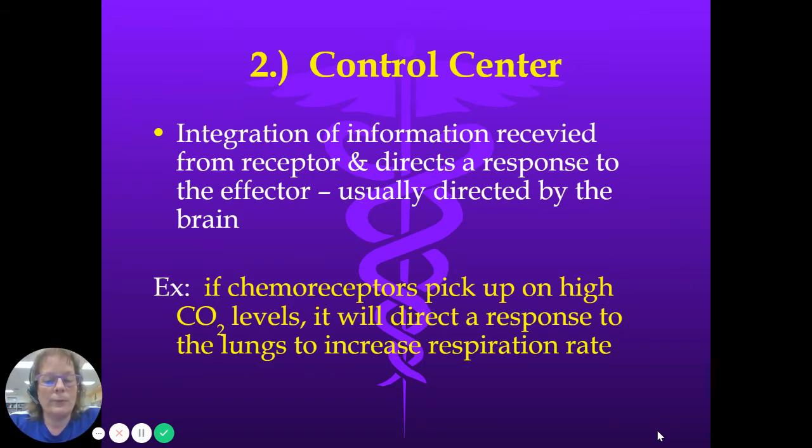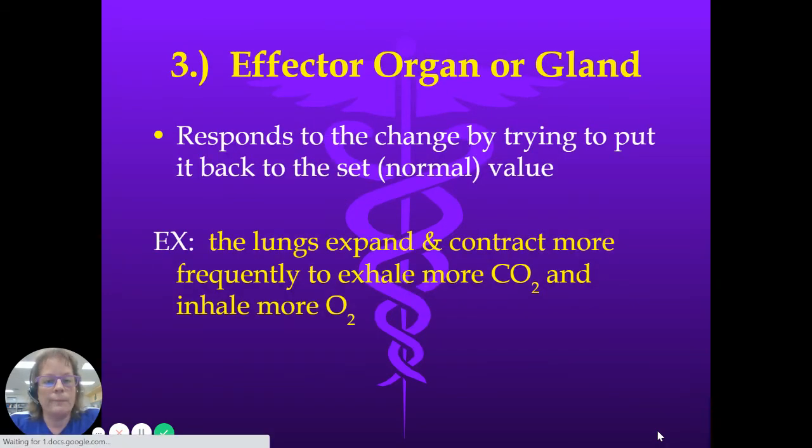So if those chemoreceptors picked up on high CO2 levels, they're going to look to the control center to tell them what to do, and basically from there, it's hopefully told, hey, you need to tell the lungs to increase respiration rate. So it figures out what to do about it. That's what the control center is there for, to come up with a plan on how to fix it.